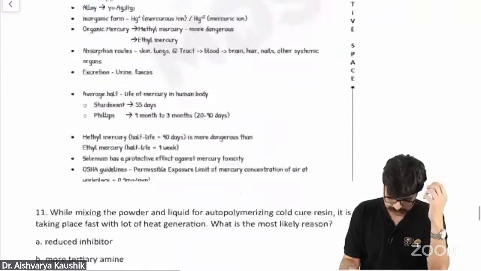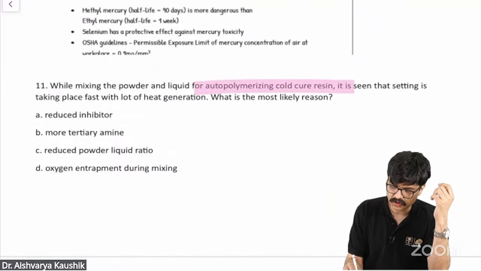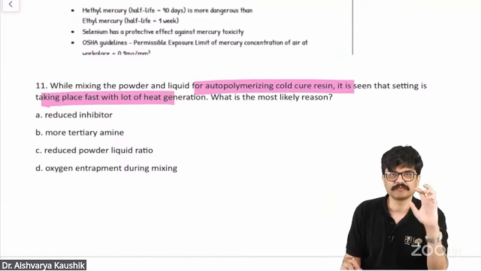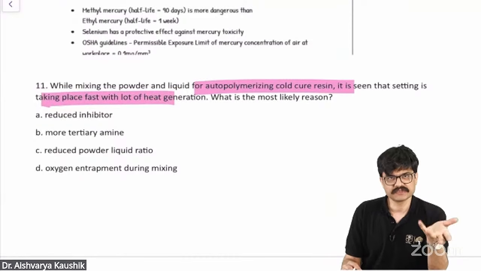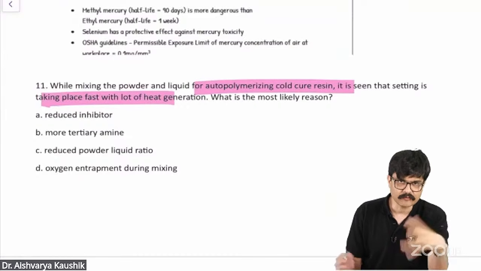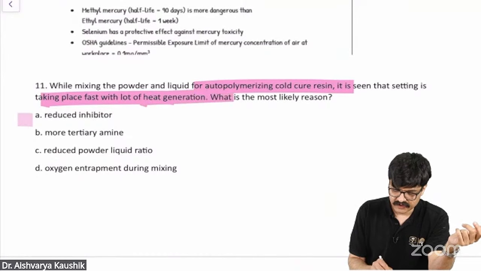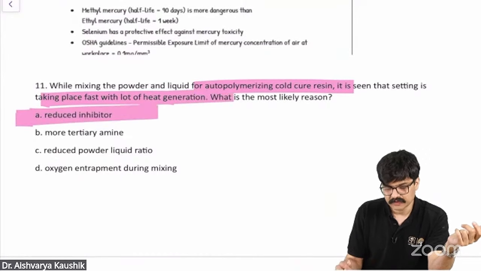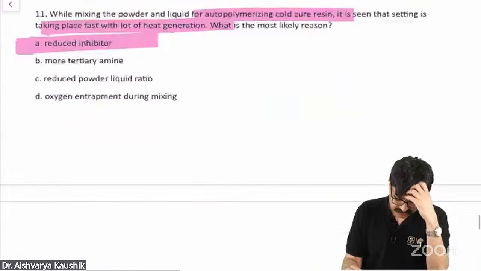Okay. While mixing the powder and liquid for autopolymerizing cold cure, setting is taking place too fast. So basically, you have your inhibitor, that's your hydroquinone, which actually ensures that you have adequate working time in a cold cure. If that is less, obviously setting will take place too fast with a lot of heat generation. So the answer is reduced inhibitor. Okay, simple. Reduced inhibitor, guys.